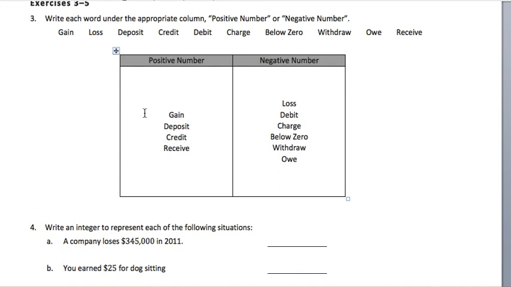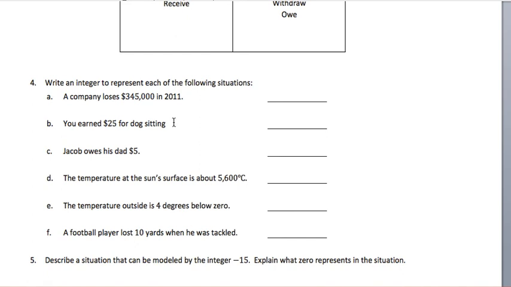Using that vocabulary, you're now going to write integers that represent each of the situations. If a company loses $345,000, that is a negative. If you earn $25 for dog sitting, that's a positive. And in this lesson, we're going to represent the positive numbers with a positive sign just so that we have the practice of thinking about the positives. If Jacob owes his dad $5, that's a negative.